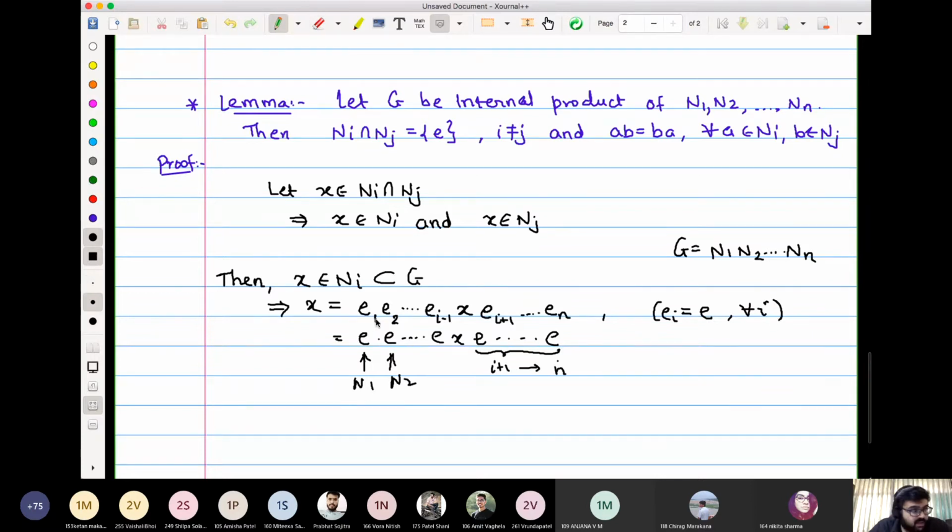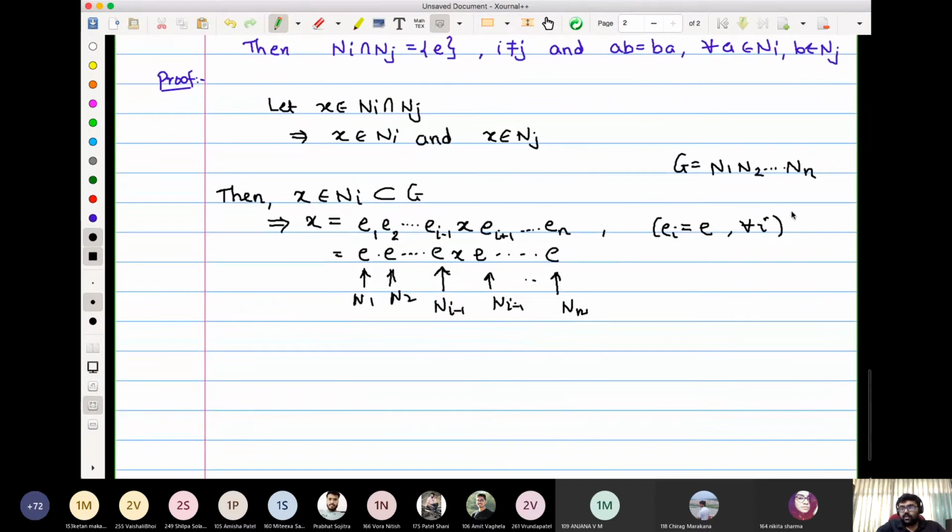Remember, E1 is not different from E2. Both are identity. I am just writing 1, 2 to understand that this one belongs to N1, this one belongs to N2, and this one just before x belongs to N(i minus 1). Then from Ni I have taken x, and from N(i plus 1) I am taking identity, and so on, identity from Nn. This is just a notation. Let us call this one 1.